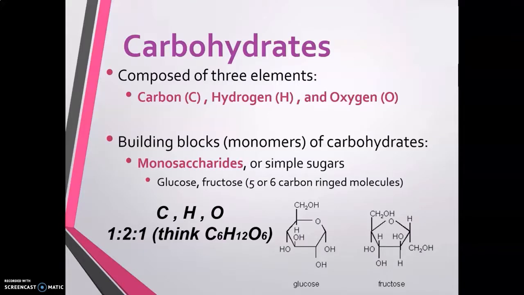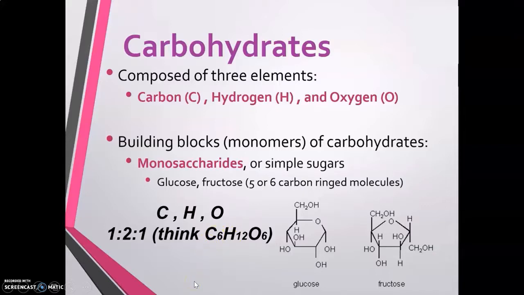Let's start with carbohydrates. Carbohydrates, first of all, are composed of three elements: carbon, hydrogen, and oxygen. And when you look at the chemical formula of carbohydrate molecules, they tend to have carbon, hydrogen, and oxygen in a 1:2:1 ratio. A good way to remember this is glucose. If you remember the formula for glucose, C6H12O6, for every one carbon, there's 2 hydrogen and 1 oxygen. Another way of saying that is there's always going to be equal numbers of C and O, and twice as many hydrogens as carbon.